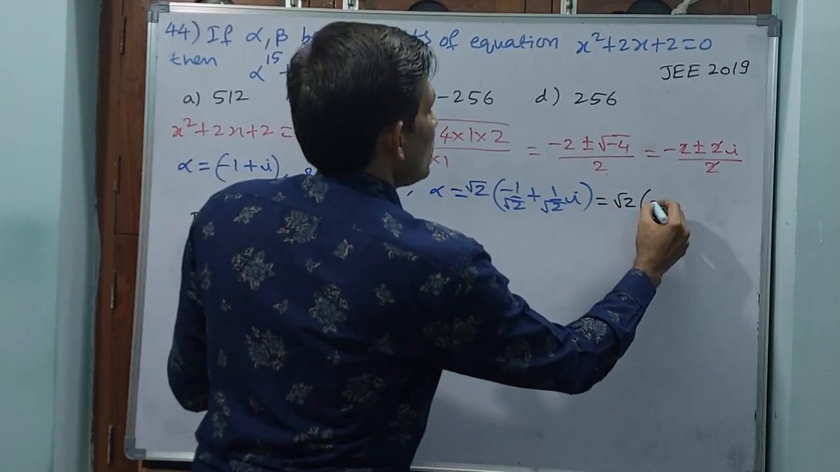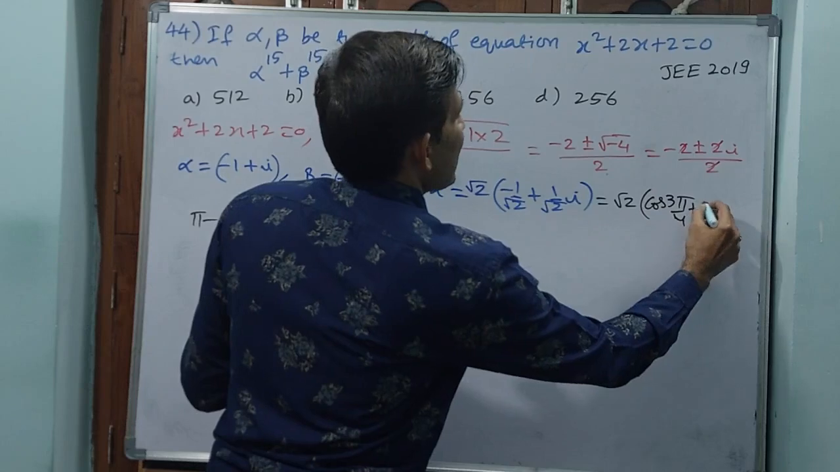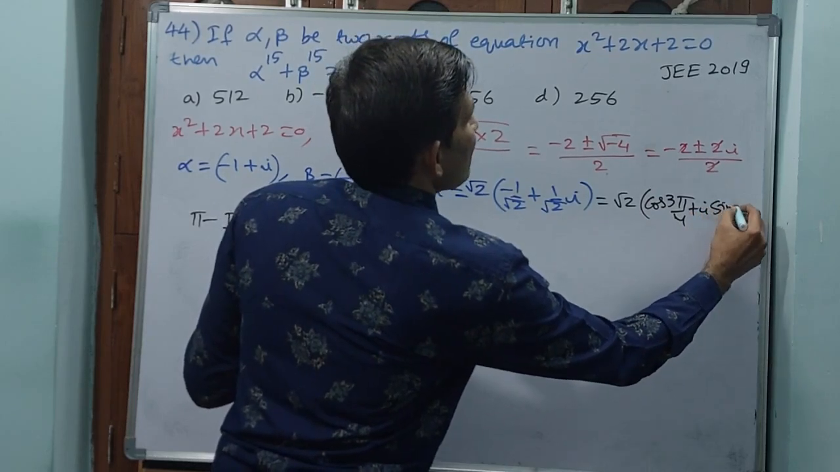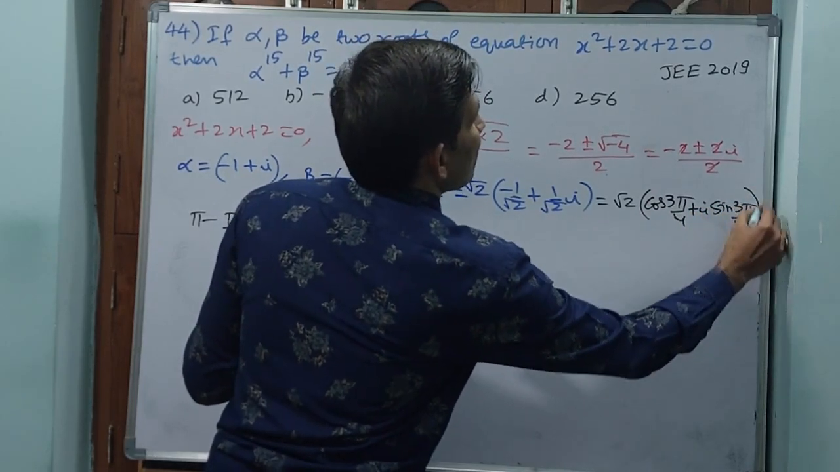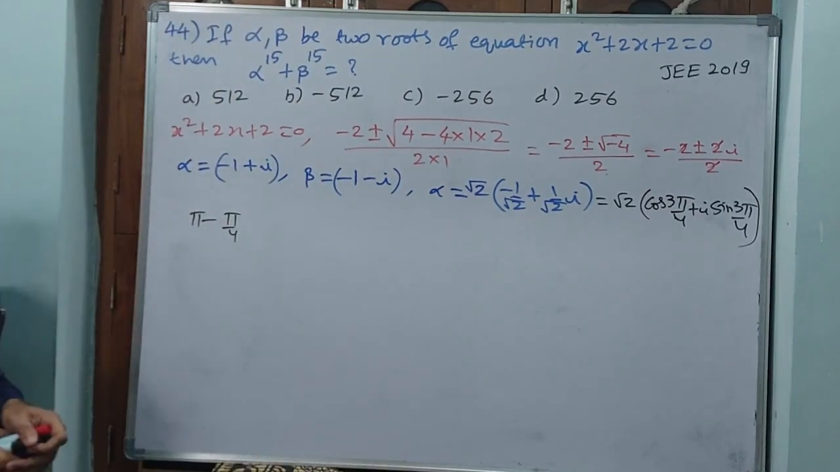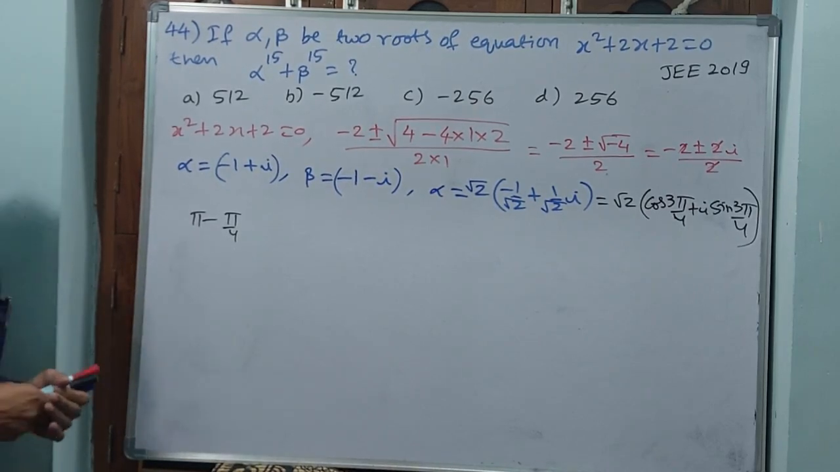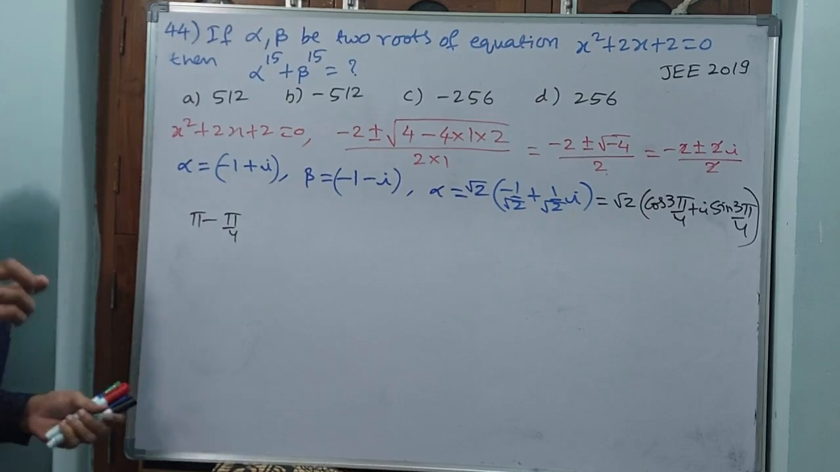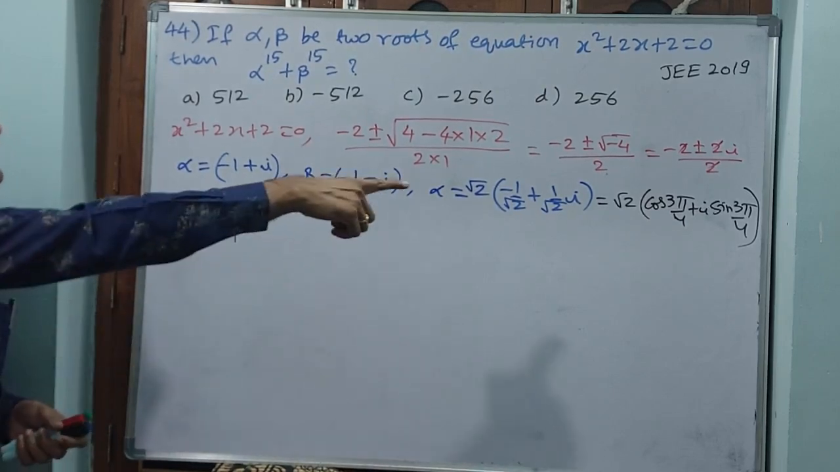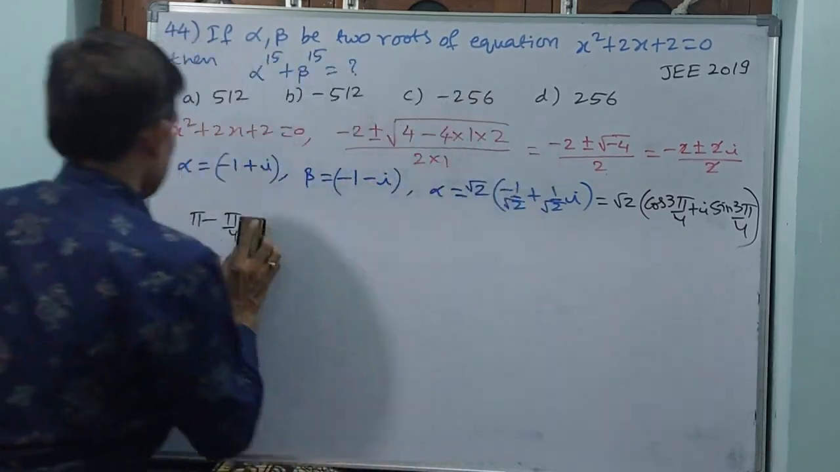Root 2 cos 3 pi by 4 plus i sin 3 pi by 4. Is it okay? Definitely okay. Why? Because sin 3 pi by 4 means sin 135 degrees, which is pi minus pi by 4. 3 pi by 4 belongs to the 180 minus case, the second quadrant, where sine is positive, 1 by root 2. Okay, now come back here.